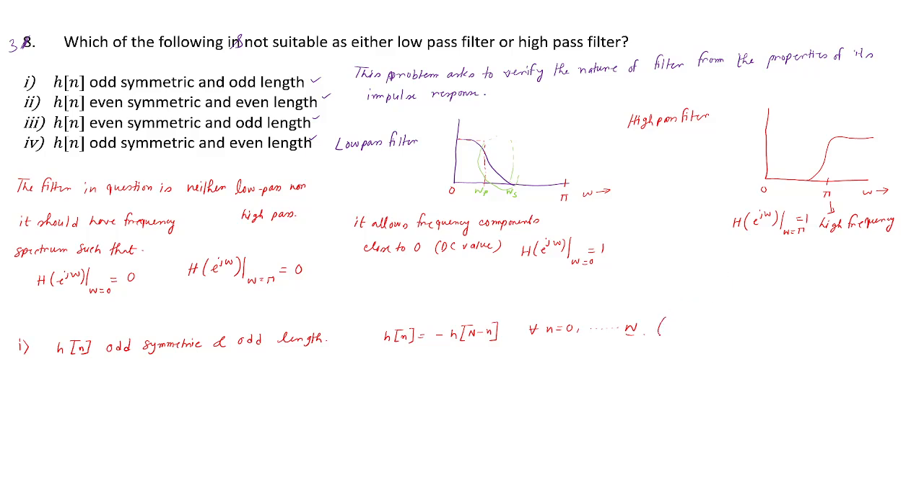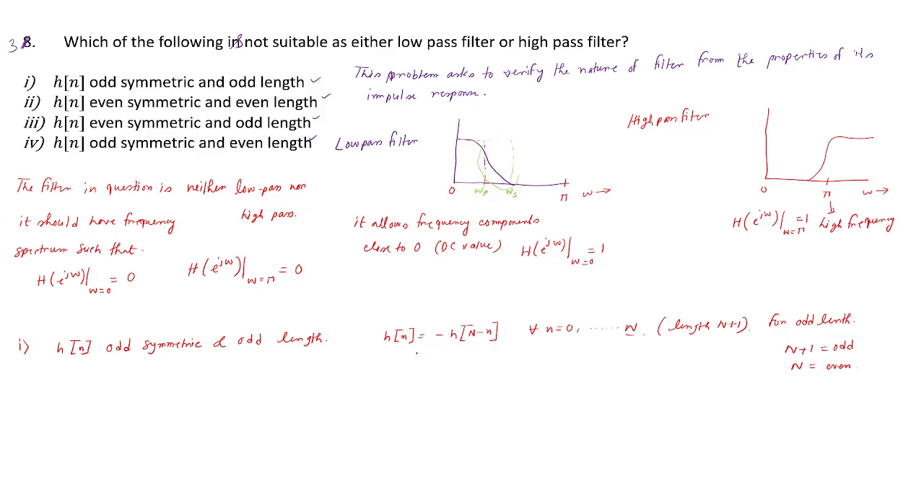And this corresponds to a filter of length N plus 1. Now for odd length, that is, N plus 1 is odd, therefore N is going to be even.